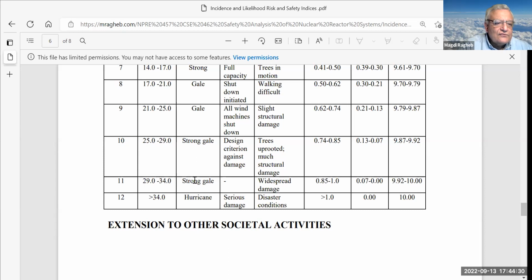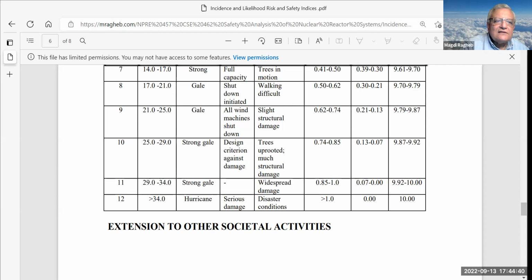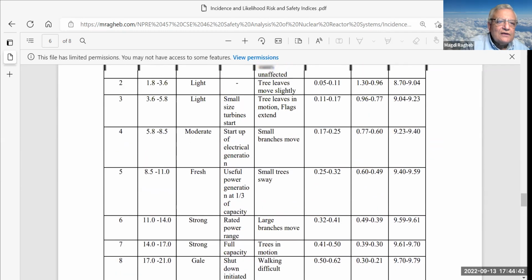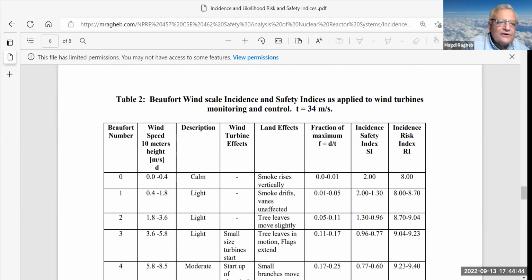29 to 34 is a strong gale, and larger than 34, that's meters per second, I'm sorry, that would be a hurricane. Now, if you translate that Beaufort wind scale to the control of wind turbine operations, you'll find that you cannot really start a wind turbine with a very low wind scale. So wind turbines have a cut-in wind speed when they start rotating at about 5 meters per second.